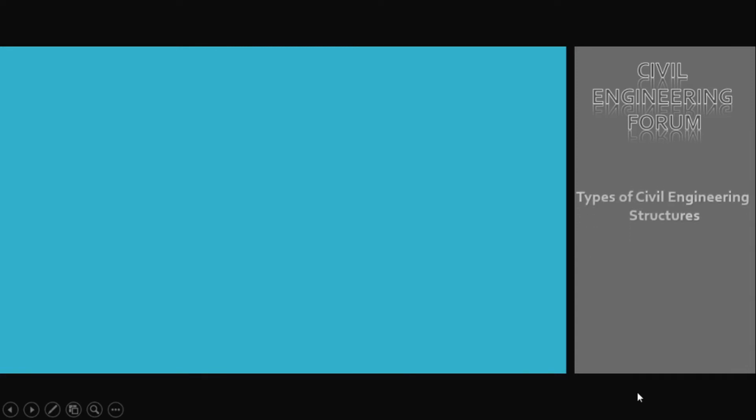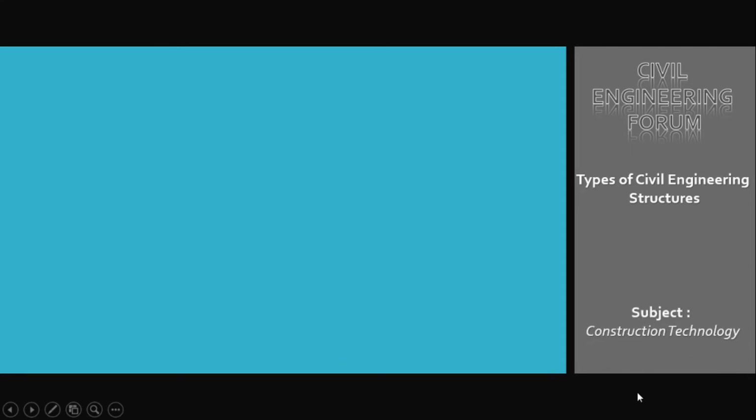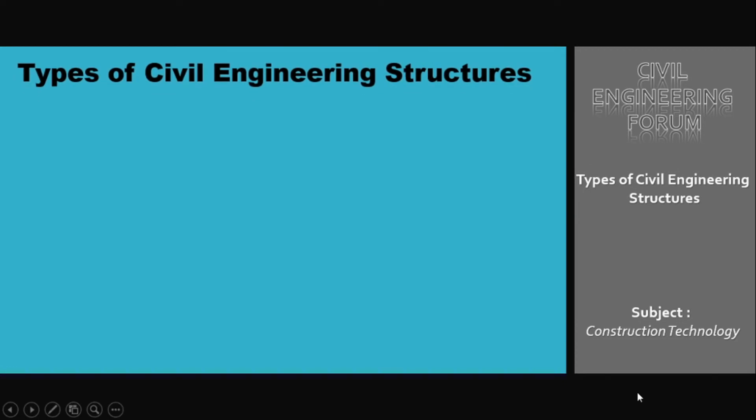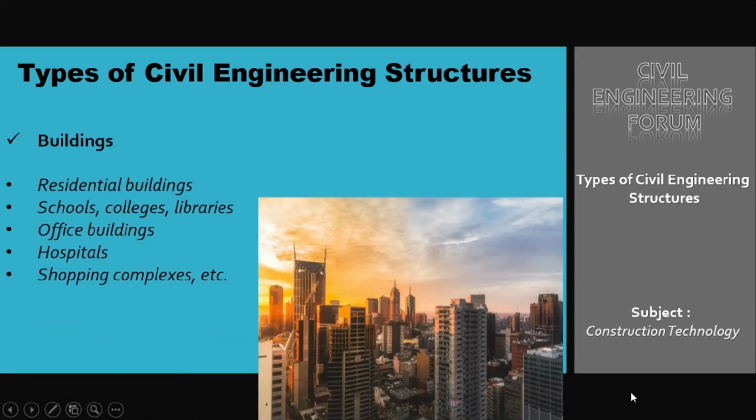Today we are going to understand the types of civil engineering structures under the subject construction technology. So one by one we'll see what are the types of civil engineering structures and understand each. So the first and the basic type of structures are buildings.